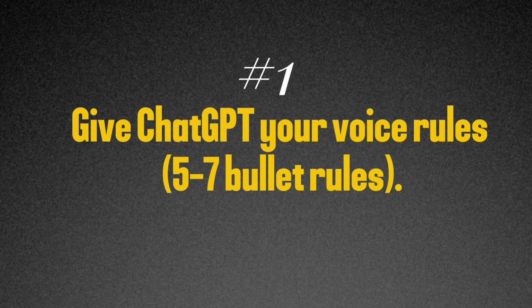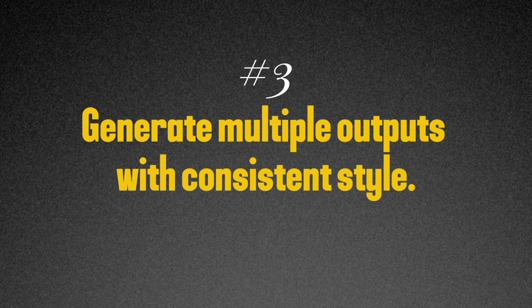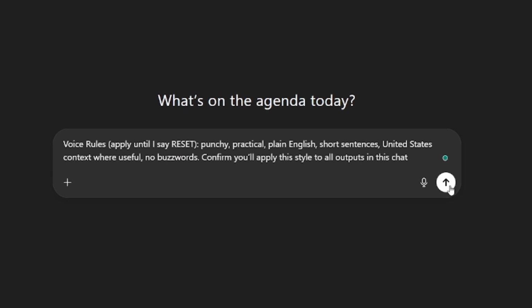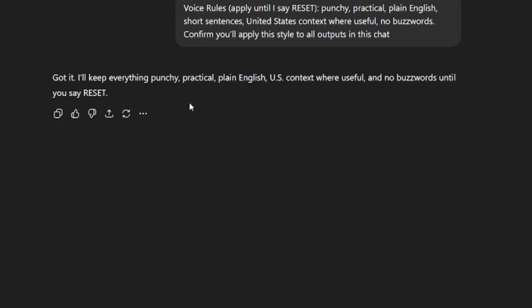Give ChatGPT your voice rules, just like 5 to 7 bullet rules. Then tell it to apply them until you say reset. Number 3, generate multiple outputs with consistent style. Here is a sample prompt. Voice rules. Apply until I say reset. Punchy, practical, plain English, short sentences, United States context where useful, no buzzwords. Confirm you will apply this style to all output in this chat.